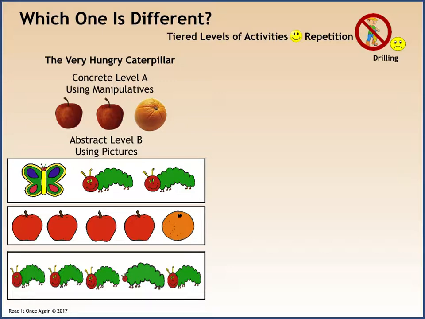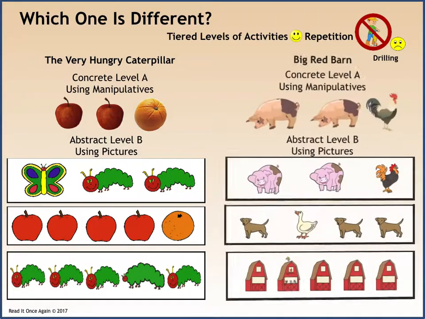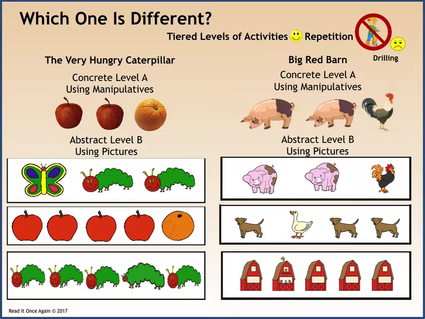The child is now asked to point to or name the picture that is different. In Level B, the choice becomes progressively more difficult. This strategy allows teachers to work the concept "which one is different" with a small group of children, and each child is given the level of difficulty that is most appropriate for them to be challenged but yet achieve success. Looking at the right side of the screen, you can see that the same foundational skill is being taught using the objects and pictures from Big Red Barn.